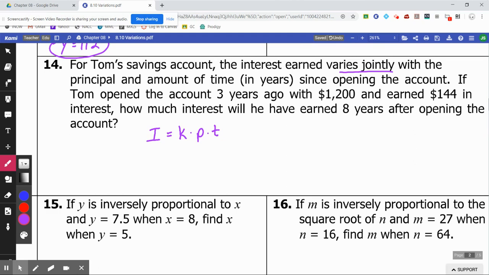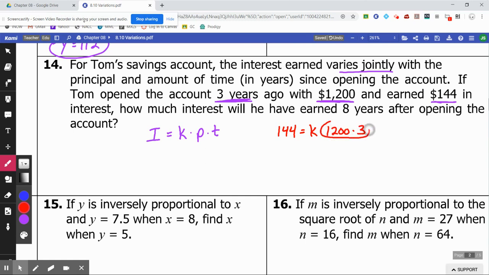It says Tom opened an account 3 years ago. There's your T, there's your principal, and there's your interest. They're going to ask us another scenario, but let's go ahead and find our constant of variation by using what they gave us. We earned $144 in interest. We don't know the constant yet. Our principal was $1,200, and it was 3 years ago.